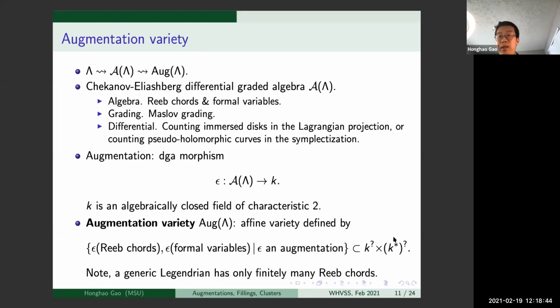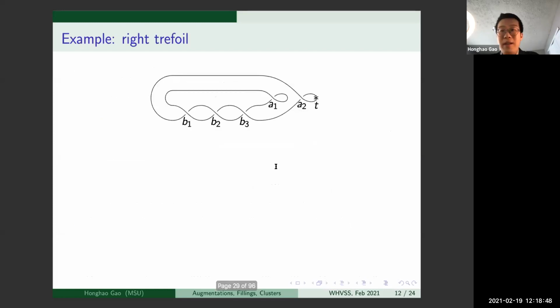Okay, so let me do an example. This is sort of abstract here. Same example, the right trefoil. Okay, so in this diagram, I have 5 crossings here. 3 of them come from the braid, which I call B, and 2 of them come from the resolved right cusp, which I call A.